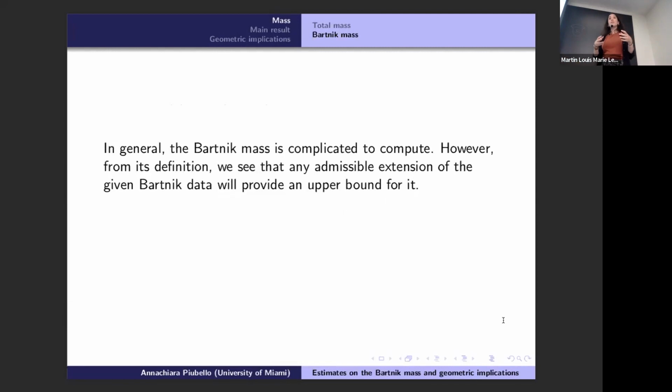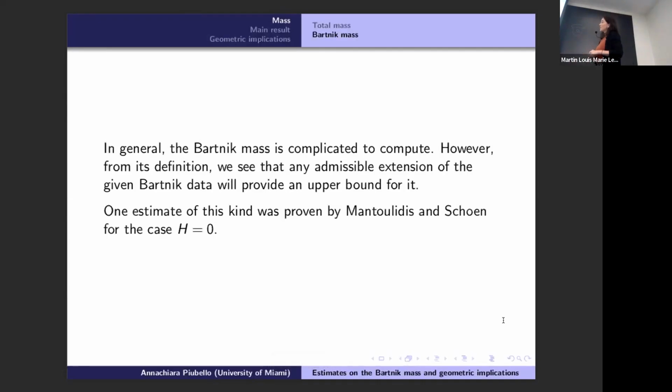Now, we saw from the definition that the Bartnik mass is pretty hard to compute, because we need to find any possible extension and then minimize over the mass of all of them. So finding the exact value of the Bartnik mass is really complicated. However, from the definition, we see that if we can find such an extension and compute its mass, then that mass will bound the Bartnik mass by definition. So a lot of work has been done to construct such an admissible extension, compute its mass, and find some upper estimate for the Bartnik mass.